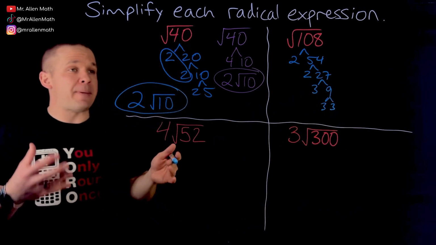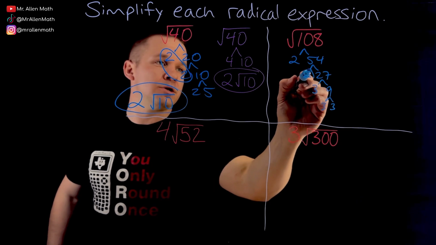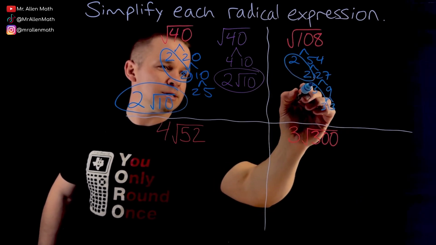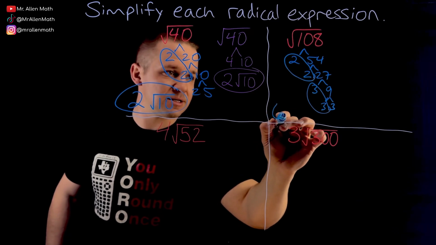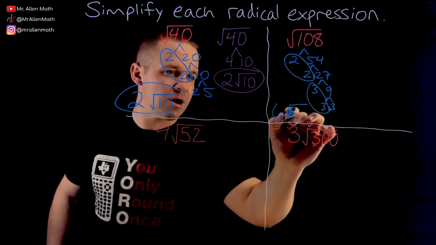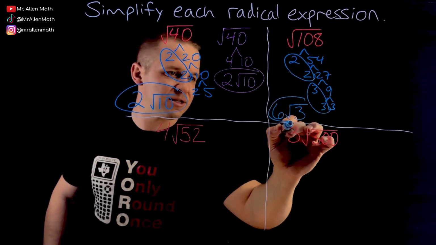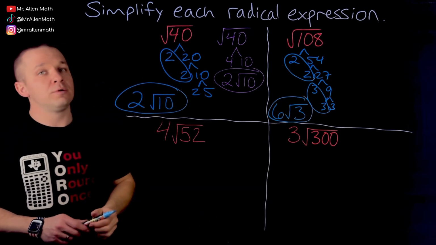So now I'm going to look for my pairs, okay? Pair of 2s, pair of 3s. So those come out. 2 times 3, which is 6. The root 3 stays in there on its own. So there's my final answer, 6 root 3.